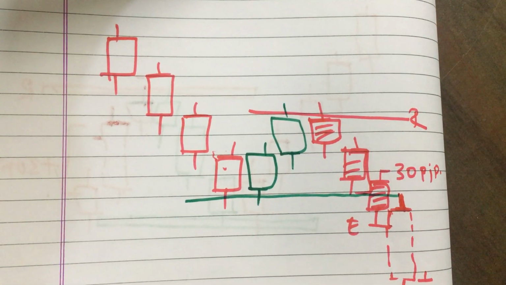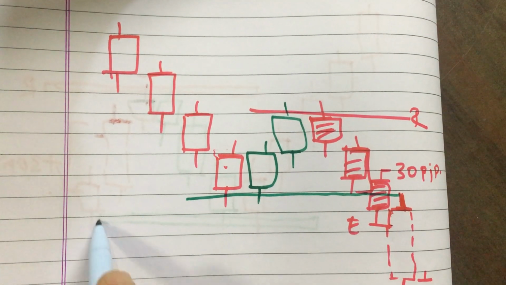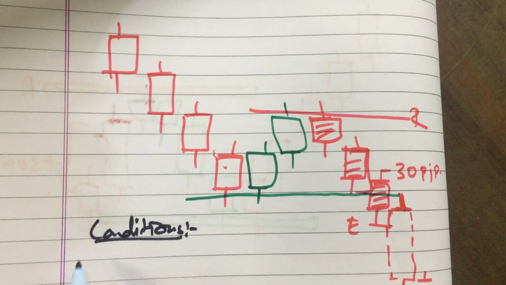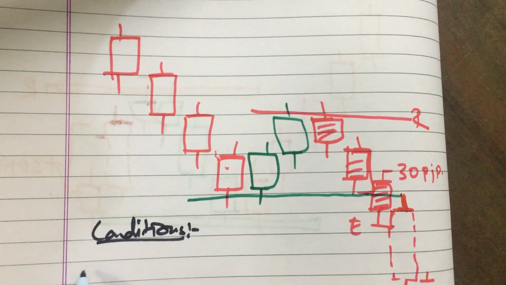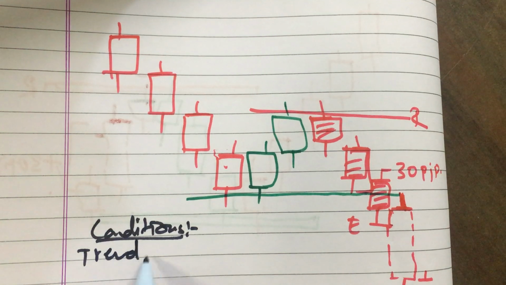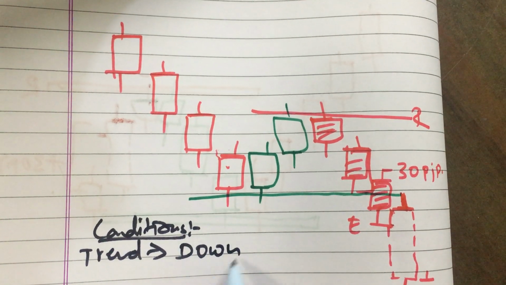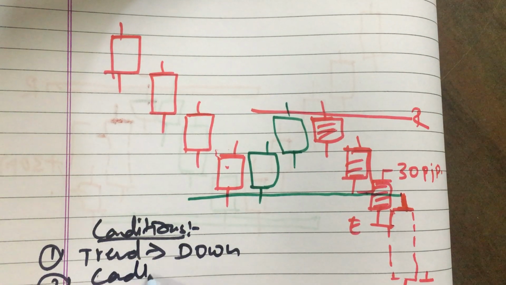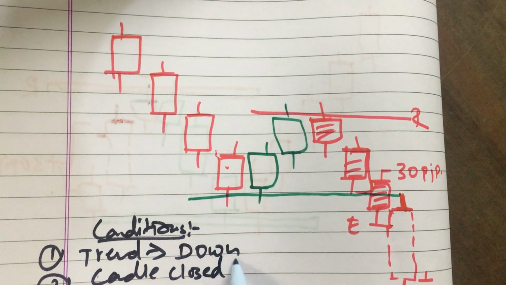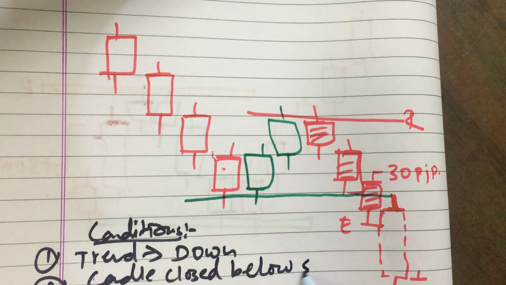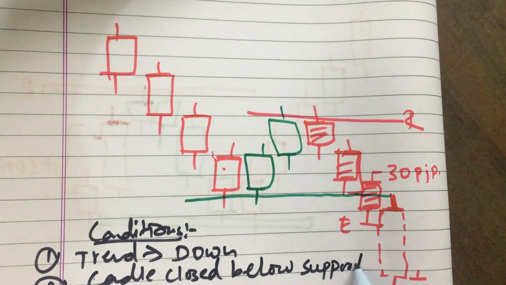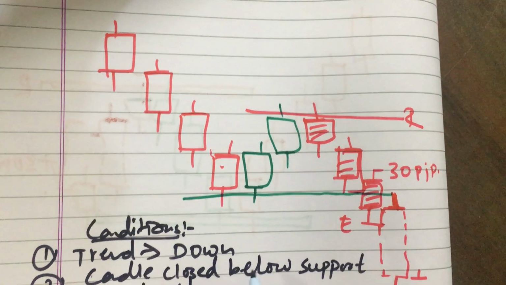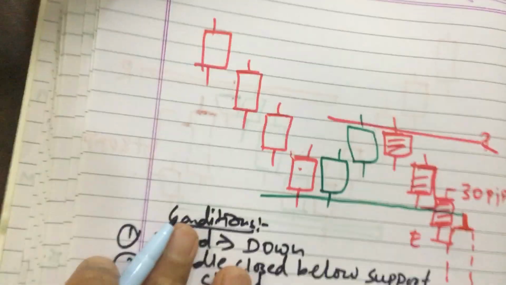So the requirements, or let's call them the conditions, have to be fulfilled. The first condition is the overall trend should be down. The second condition is the candle closes below support and should be small as well.